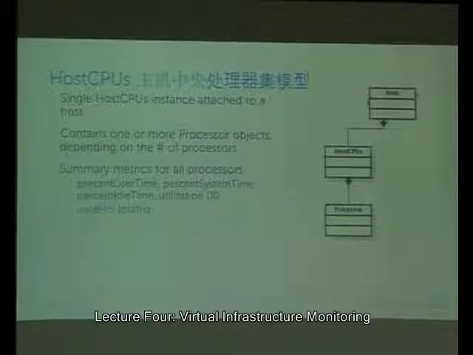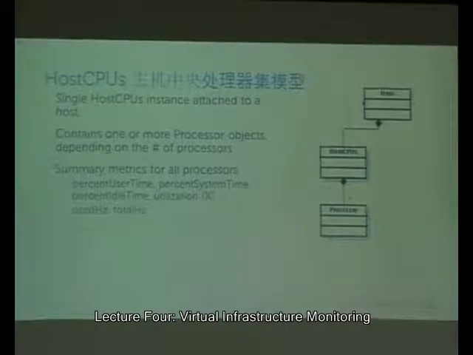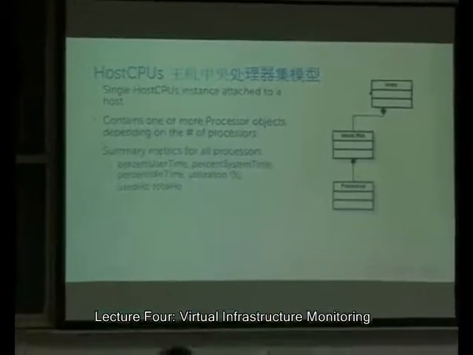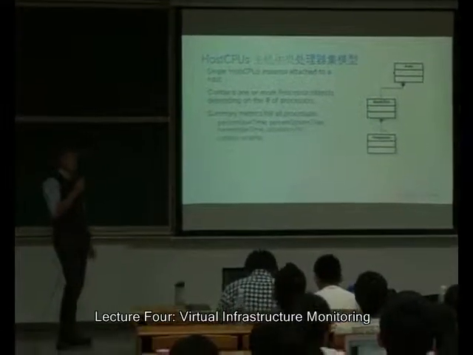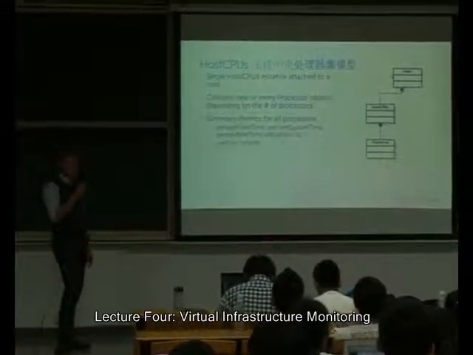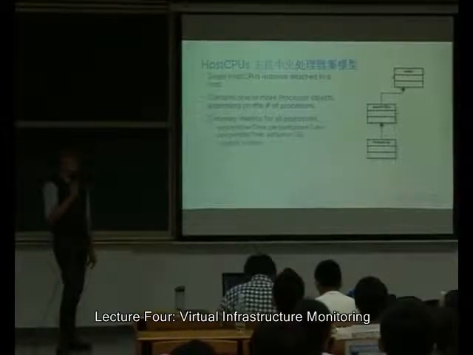And then we have, in this object, we have summary metrics. So the percent user time, system time, and idle time, and utilization for all of the processors on this CPU. We also measure used and total hertz. Why do we do that? Can anyone tell me why we measure both utilization and the hertz? Nobody. Joe, do you know why?